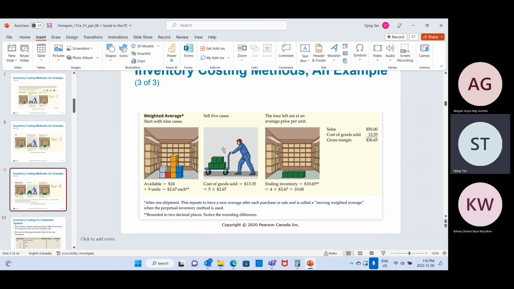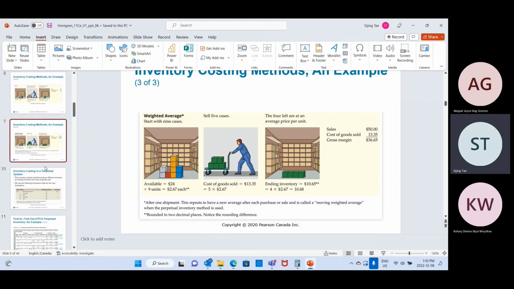Now we sell 5 cases. We simply use 5 times the average cost of $2.67, so the total cost of goods sold will be $13.35. And then the ending inventory will be 4 times $2.67, which equals $10.68. Be careful with this example because there's no new purchase. That's why we do not need to recalculate the average cost; we simply use the average cost at the very beginning. Now we're going to see an example with a more complicated situation.